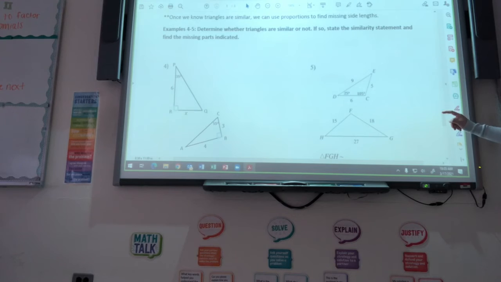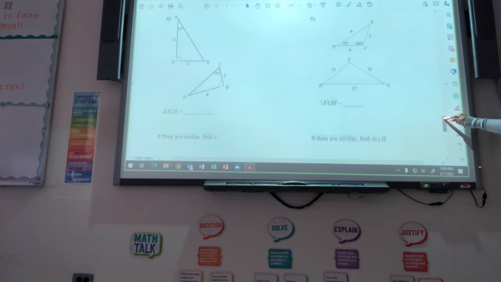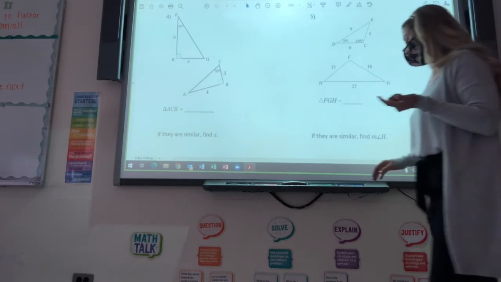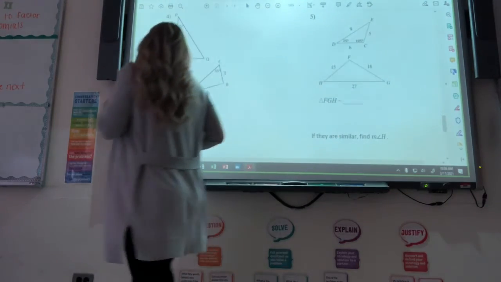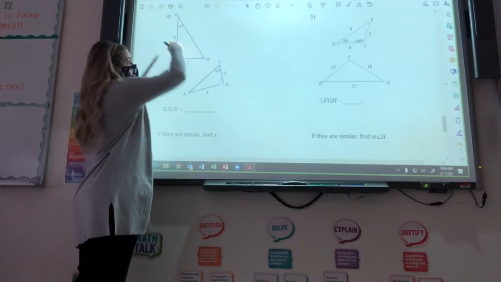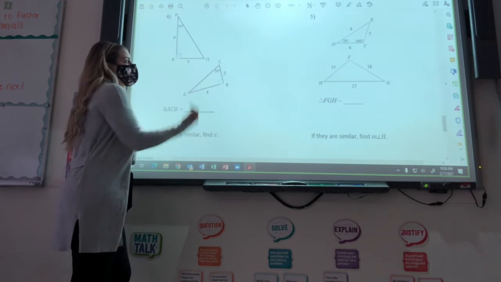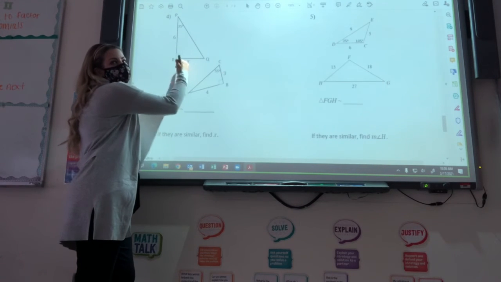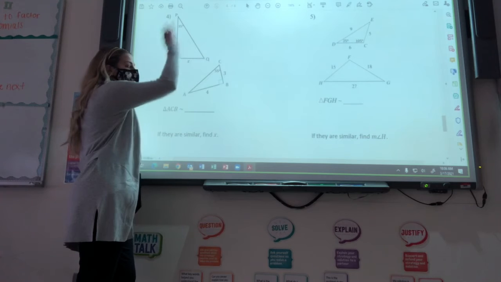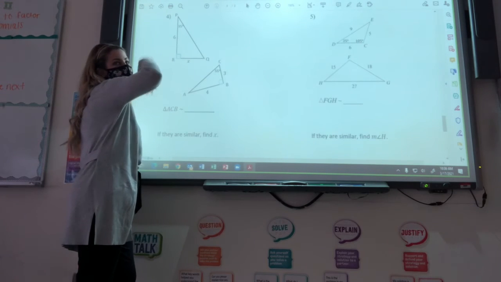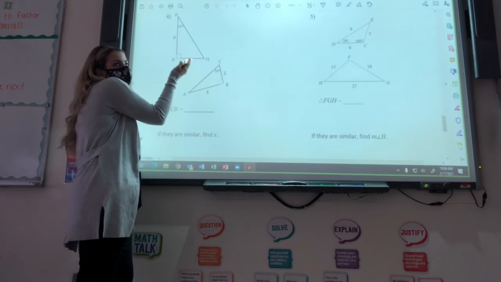Okay, so just a side note, once you know the triangles are similar, you can use properties of similar polygons to solve for missing pieces of your triangles. So I can find missing sides and I can find missing angles. So I need to determine if they're similar, and if they are, I need to find the missing pieces. They are giving me side lengths, except I can't use side angle side because they're not giving me this length. I don't know what it is, so I can't prove they're similar by saying the ratios are the same.